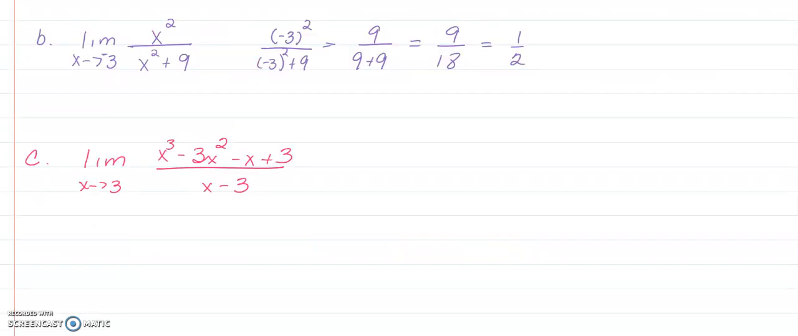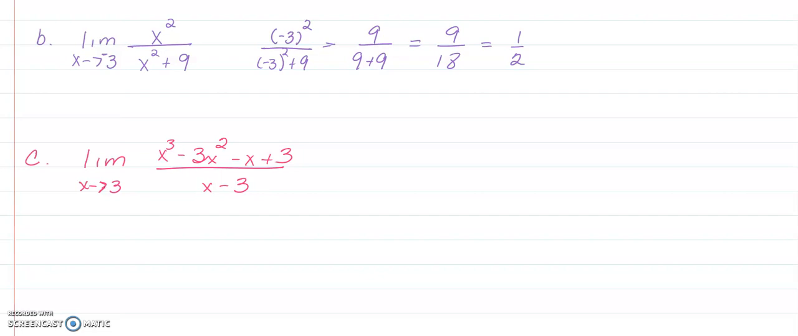All right. My next example, the limit as x approaches 3. Obviously, something I keep using is 3 here. Of x cubed minus 3x squared minus x plus 3 all over the quantity x minus 3. If I substitute 3 in, that's an issue. So I've got to factor. I've got to know, can I factor?